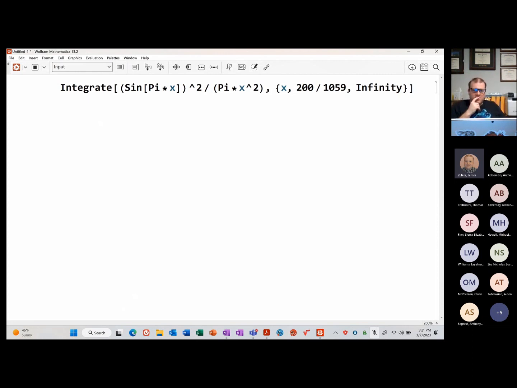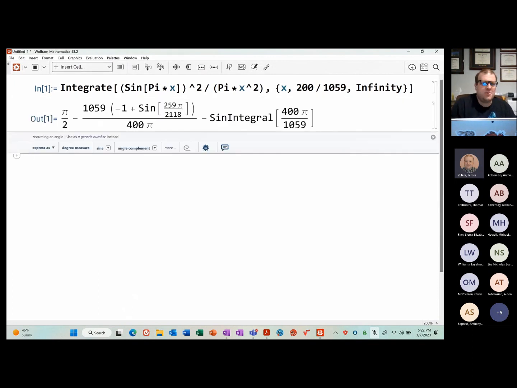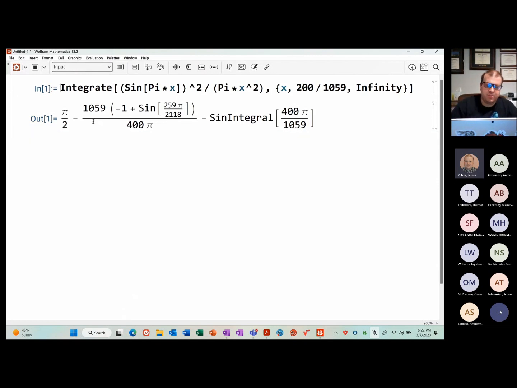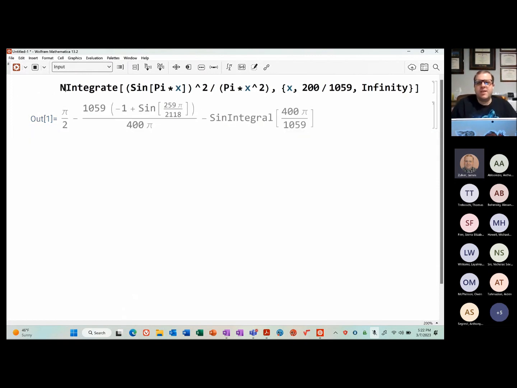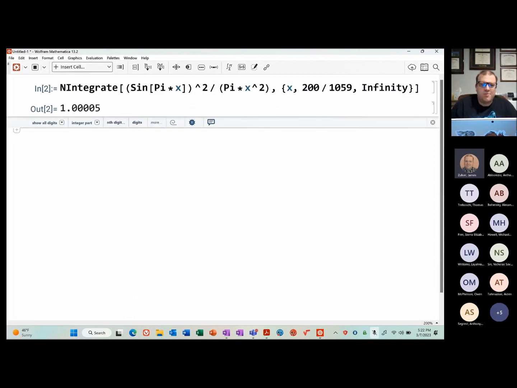Is this going to work, or am I going to need to use NIntegrate? Let's find out. Let's execute. Yep, okay. All right, so that's definitely not working. So I'm going to use the NIntegrate command, which is a numerical integration. So there we go.